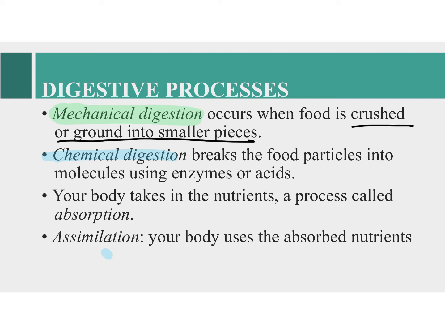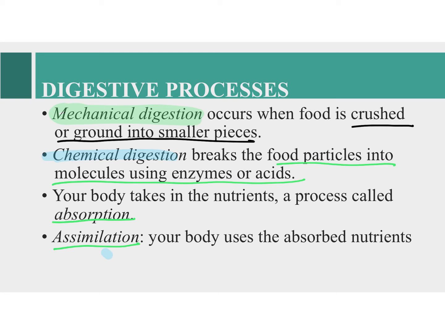Okay, so chemical digestion. When you think of chemical, you think of chemicals, right? And those chemicals are used to break the food particles into molecules using enzymes or acids. Okay, well, it moves on to talk about that. So then it talks about absorption and assimilation.